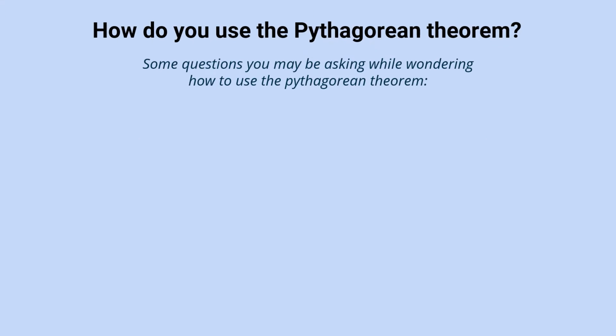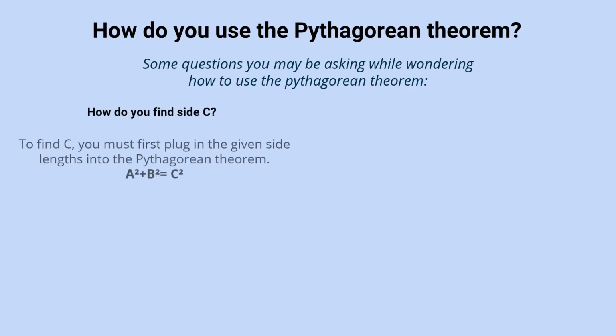How to use the Pythagorean Theorem? Some questions you will be asking while wondering how to use the Pythagorean Theorem. How to find side c? To find c, you must first plug in the given side lengths into the Pythagorean Theorem. A squared plus b squared equals c squared.